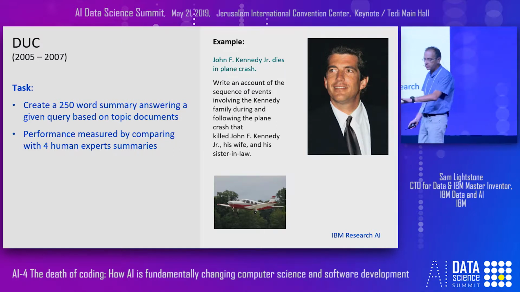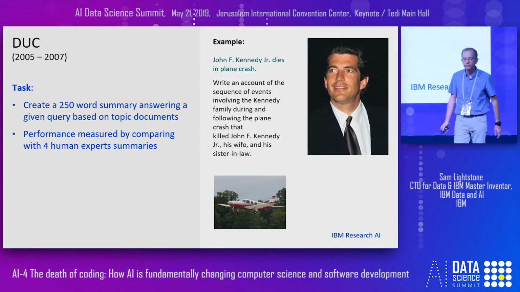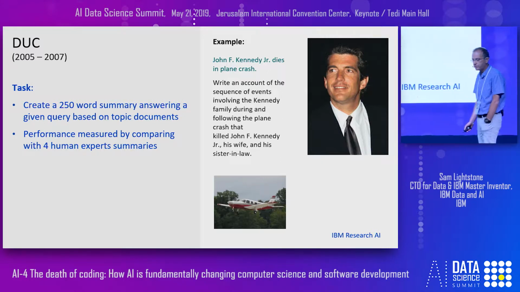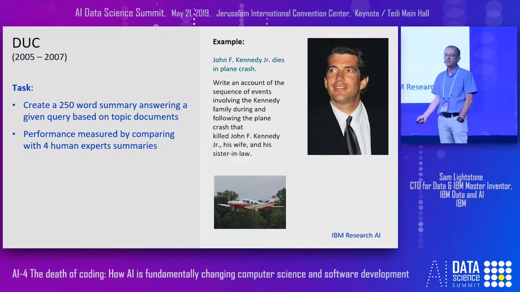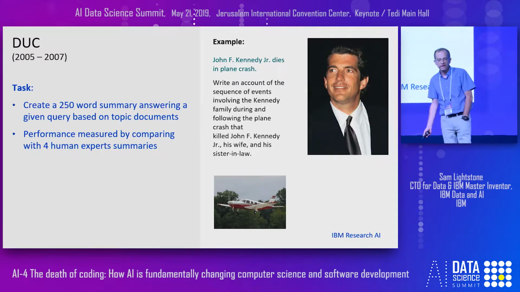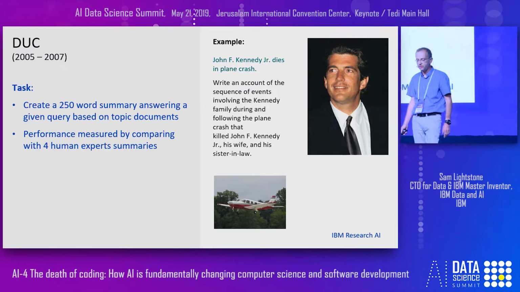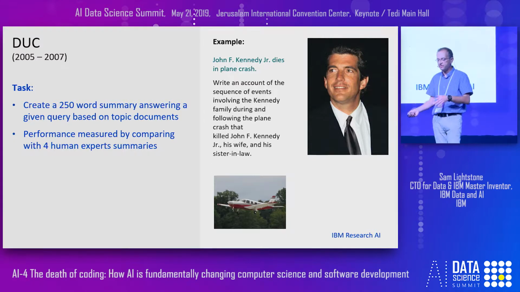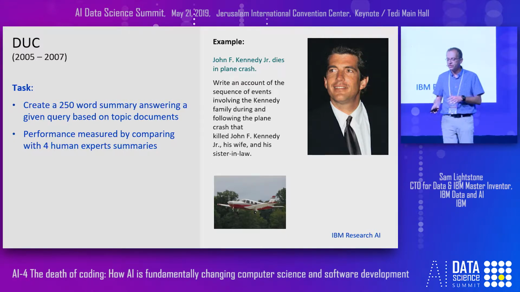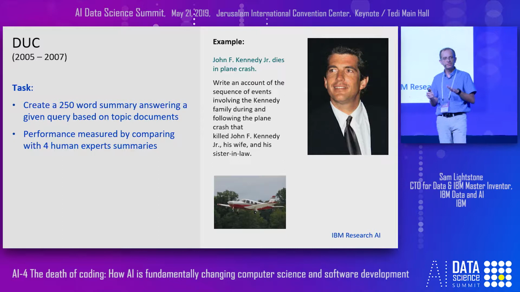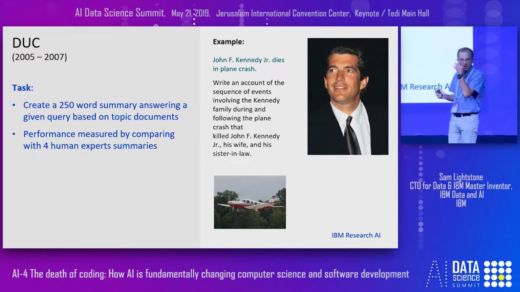So a very common task that exists in the domain is called DUC. It was a contest from 2005 to 2007. And the task is that they give you something like 20 news articles, and they give you a task. They give you a topic. So here you see the topic: John F. Kennedy Jr. dies in a plane crash. Write an account of the sequence of events involving the Kennedy family during and following the plane crash, etc., etc. So you see that the topic is very wordy, right? It's not very common. And you need to create a 250-word summary based on this set of 20 articles.